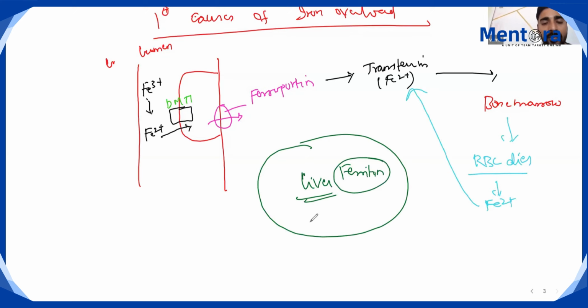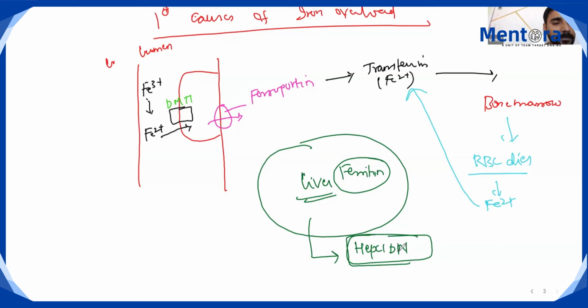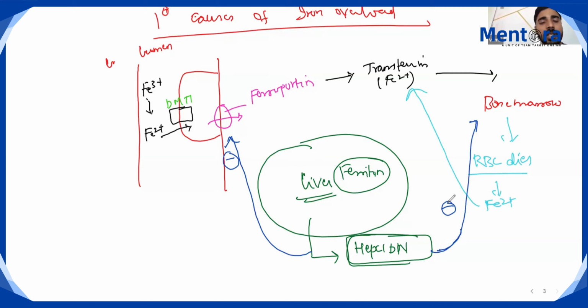Right? So this liver synthesizes a protein called hepcidin. Very, very important, hepcidin. This hepcidin has inhibitory effects on two things. This hepcidin inhibits this ferroportin, so thereby it inhibits the absorption of iron from the gut. Similarly, hepcidin has an inhibitory effect on the bone marrow or the macrophages, so that it inhibits the release of iron from the senescent RBCs.